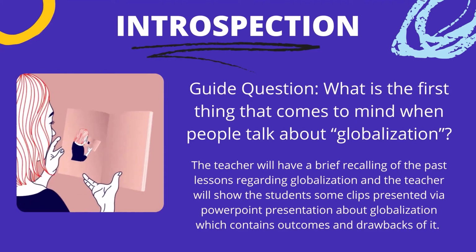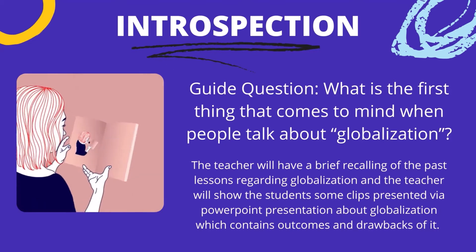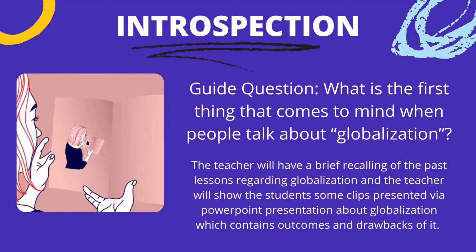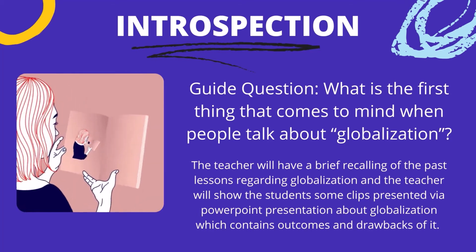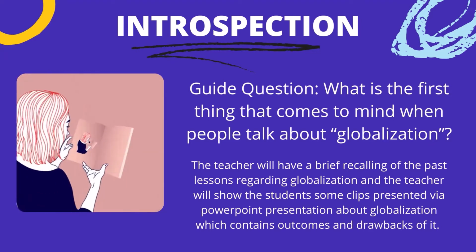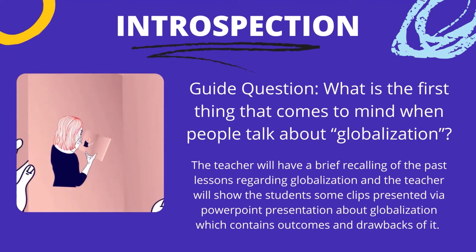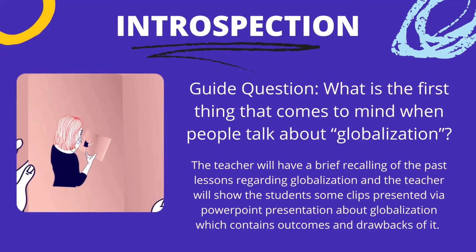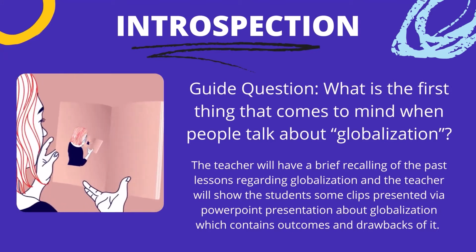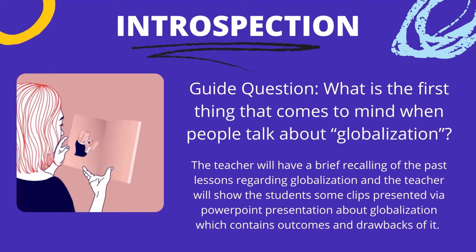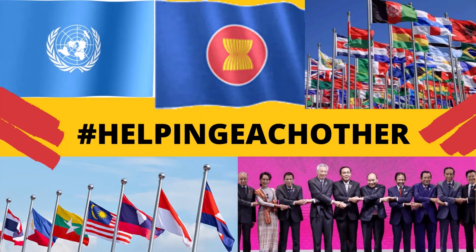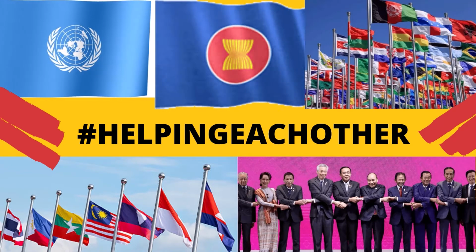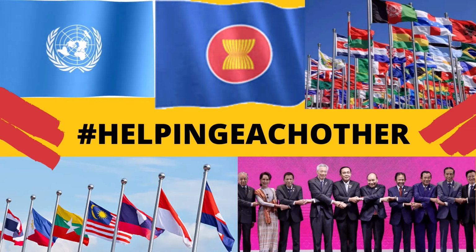The first step of the RTM is introspection. Introspection is the process of self-reflection in social and environmental phenomena. The guide question for the first step would be, what is the first thing that comes to mind when people talk about globalization? In this part, the teacher will have a brief recalling of the past lessons regarding globalization, and will show the students some clips via PowerPoint presentation about globalization which contain its outcomes and drawbacks. For instance, the teacher will present some of the famous alliances among countries wherein they help one another, like the United Nations and the Association of Southeast Asian Nations or ASEAN.